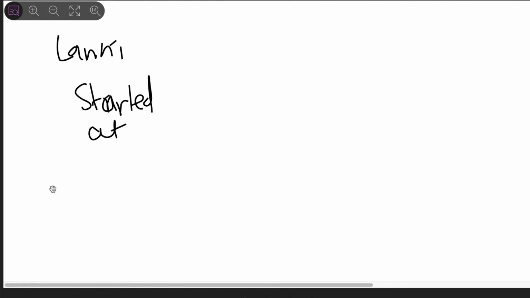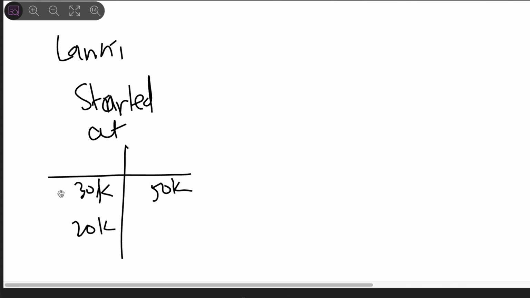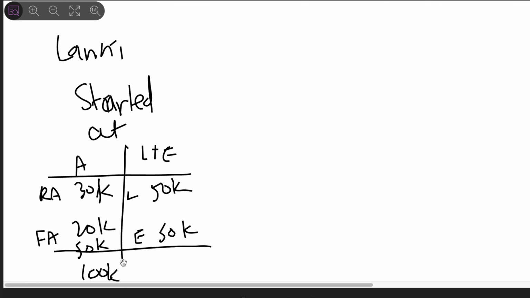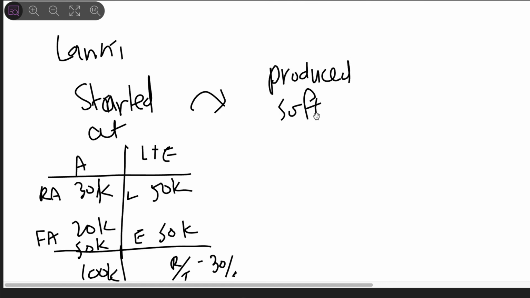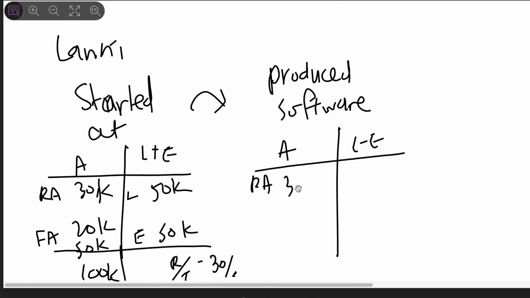So Lenny started at the value of balance sheet of 30K, 20K, 50K, and 50K. So we have real asset, financial asset, liability, and equity, right? So we started from 100K, and the real to total asset ratio was 30%. And then they produced software, right? And their balance sheet has changed. The real asset 100K, liability 50K, equity 50K, and the total of 100K.